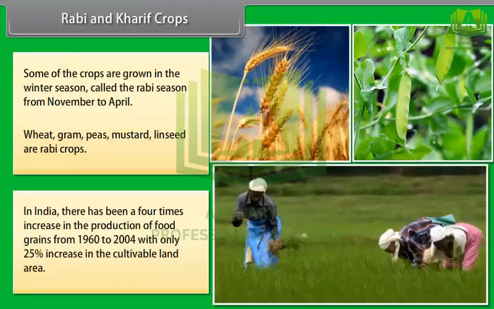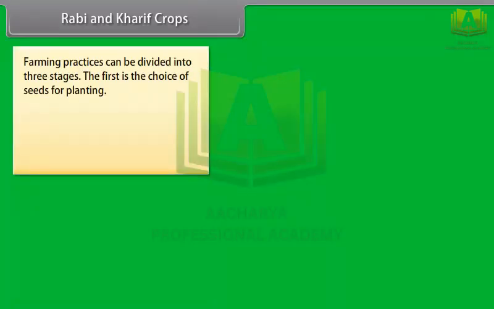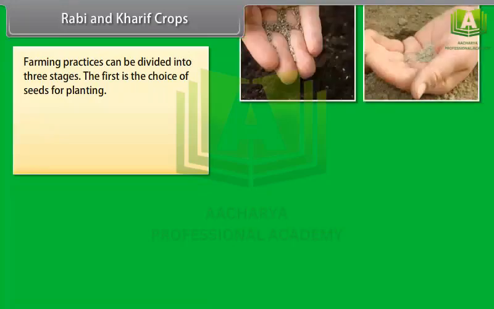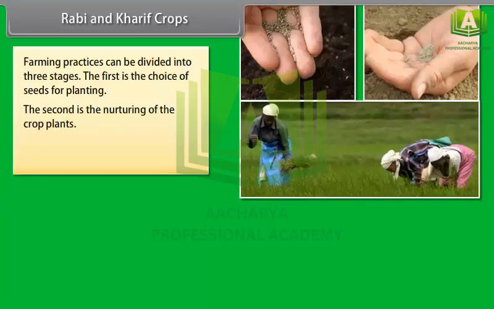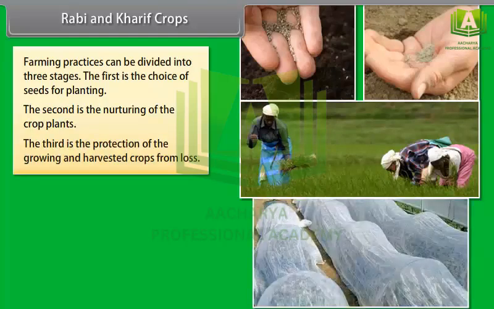In India, there has been a 4 times increase in the production of food grains from 1960 to 2004, with only 25% increase in the cultivable land area. Farming practices can be divided into 3 stages. The first is the choice of seeds for planting. The second is the nurturing of the crop plants. The third is the protection of the growing and harvested crops from loss.